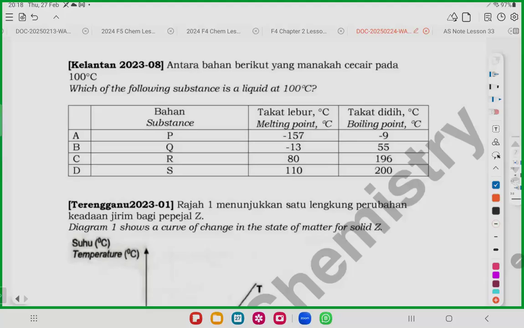All right, guys. So let's start with today's lesson. Today's lesson will be lesson number 2 for your Form 4 chemistry. Before we start, let's do a very quick summary, a very quick recap of what we covered in the past lesson.